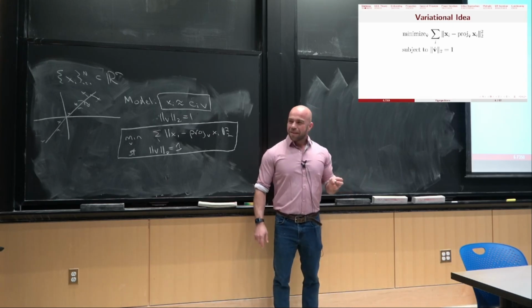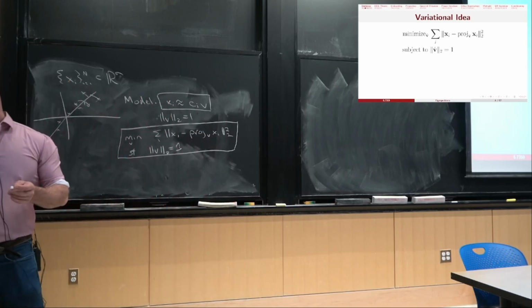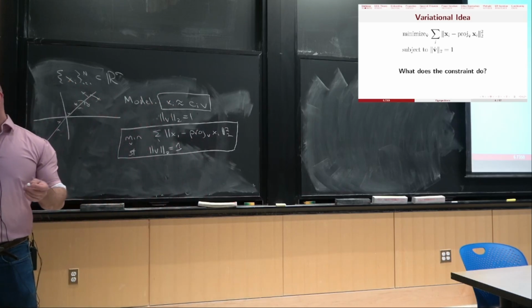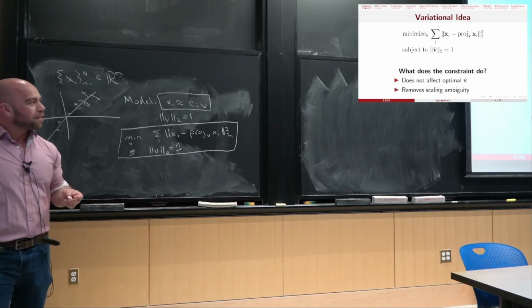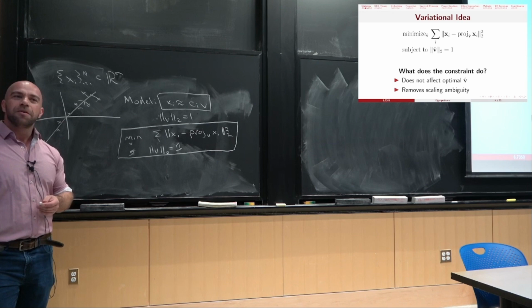Okay. So this is the optimization problem that we want to solve. Notice that the constraint, in some sense, does nothing the way that we've written this problem down. It doesn't really affect the optimal v, but it does remove a scaling ambiguity.